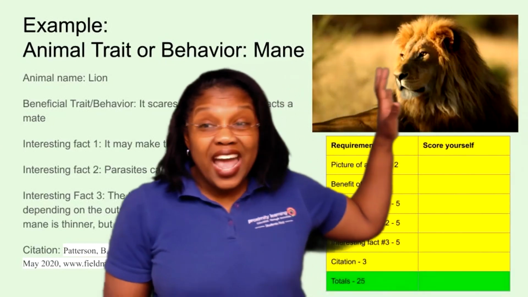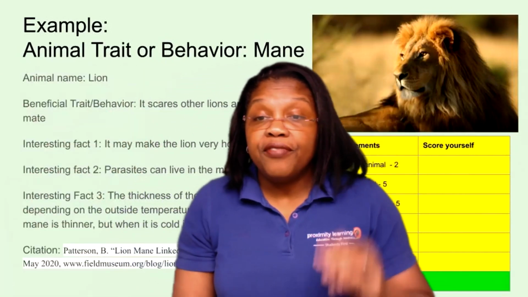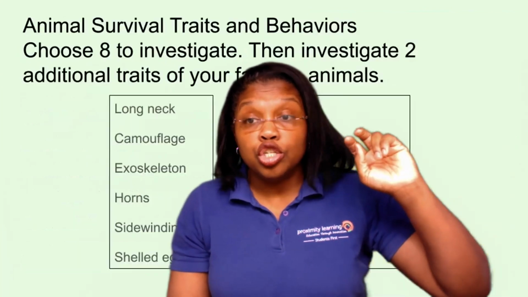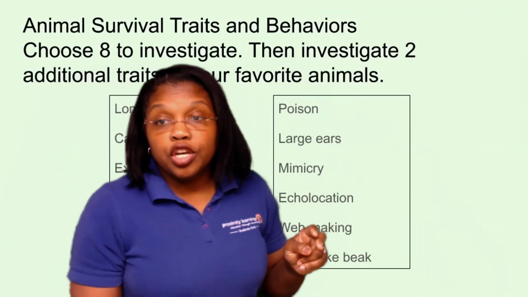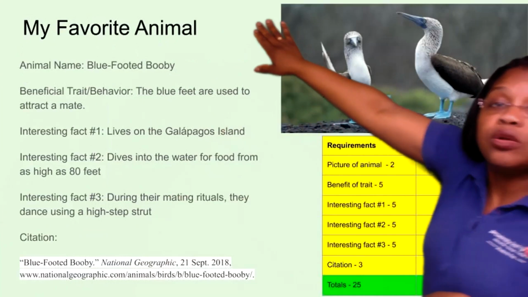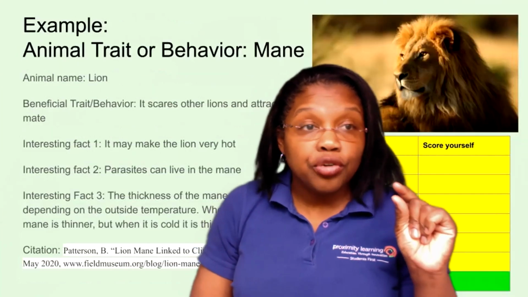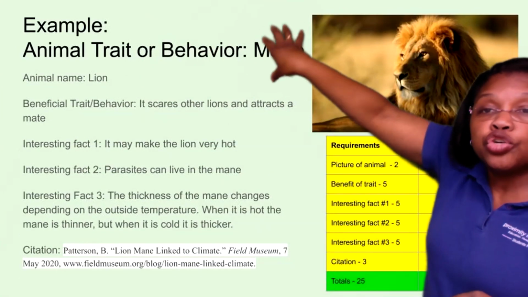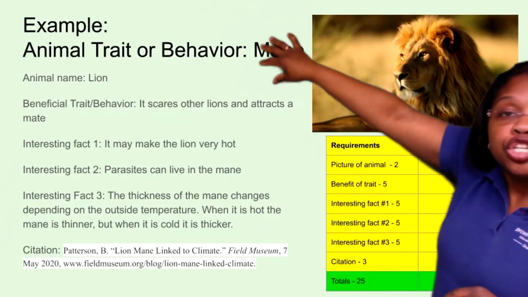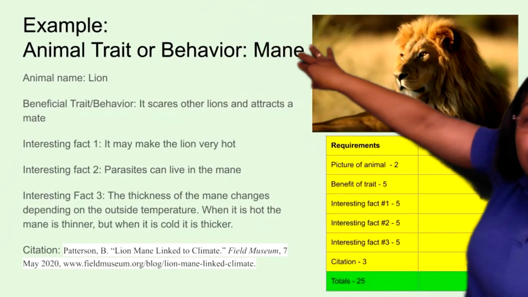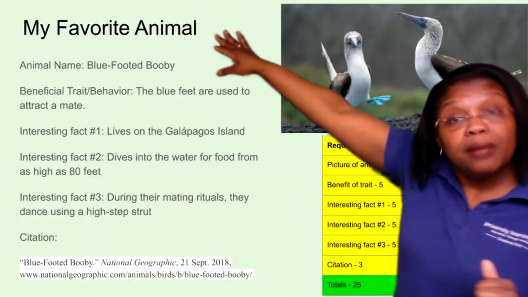All right. So I'm going to have 8 from the traits on the list that I gave you, right? Here's one of my favorite animals. Remember I told you to choose, you're going to choose 8 from this list, right? Then you're going to do 2 of your favorite animals. So here's one of my favorite animals. This is my blue-footed booby. So notice I titled it My Favorite Animal. You see the difference? So when you do your 8 traits, I want you to name it directly on top the trait you're focusing on. Sidewinding, long neck, big ears, chisel-like beak, whatever it is, name it specifically here so that I know what you're focusing on. Make sense? When you get to your favorite animal, label it my favorite animal.